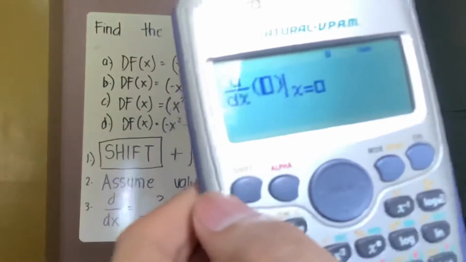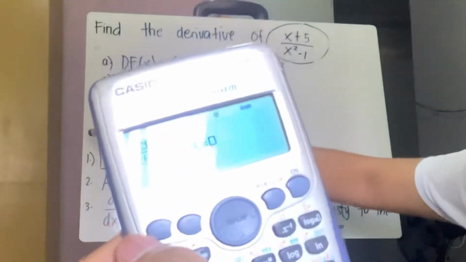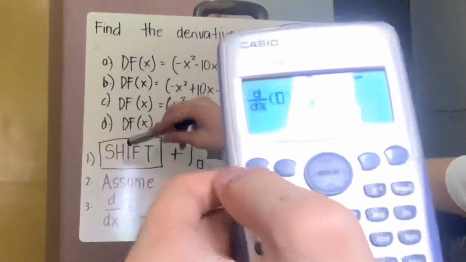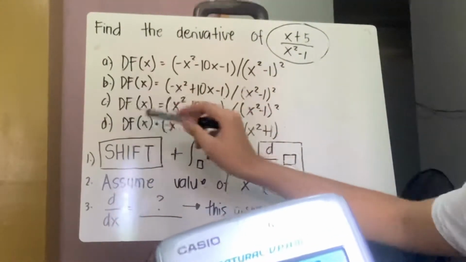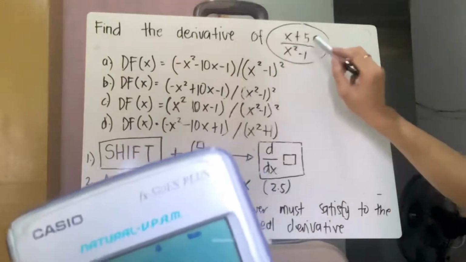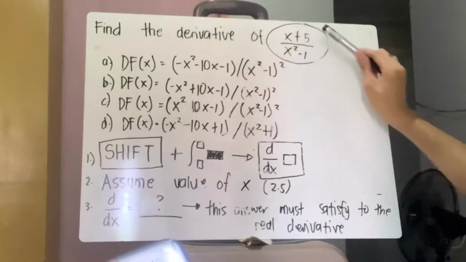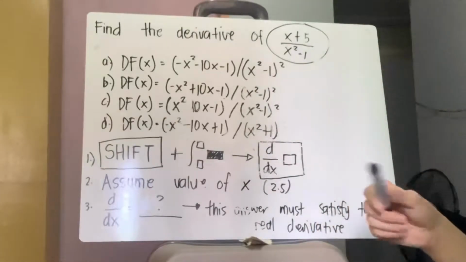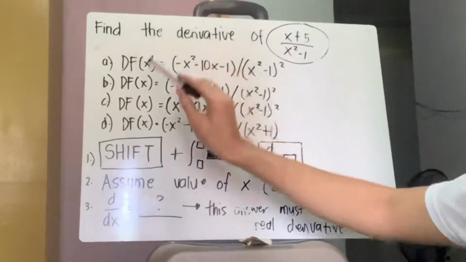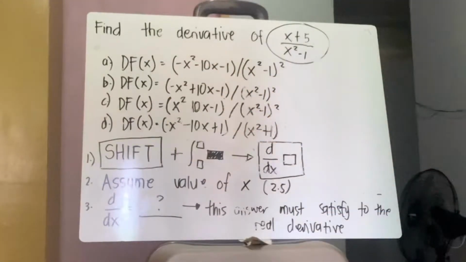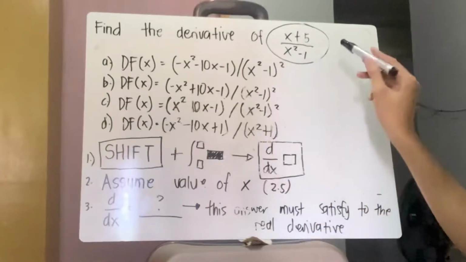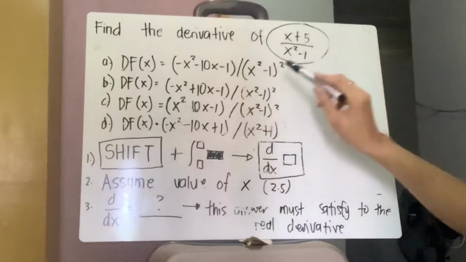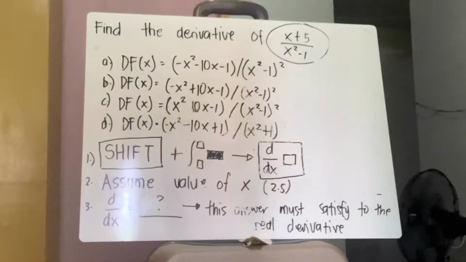Kasi pag may value of x na, then the resulting value of that derivative will not be an equation. Kasi dito wala siyang find the derivative of x plus 5 over x squared minus 1 when x equals something, like when x equals 1, when x equals 2, then therefore the choices must be all numbers na hindi na siya within variables or hindi na siya equation. But in this, pinahirapan tayo. Ginawa niyang equation dito ng walang assumed value of x, tapos yung mga answers niya is equations na din.